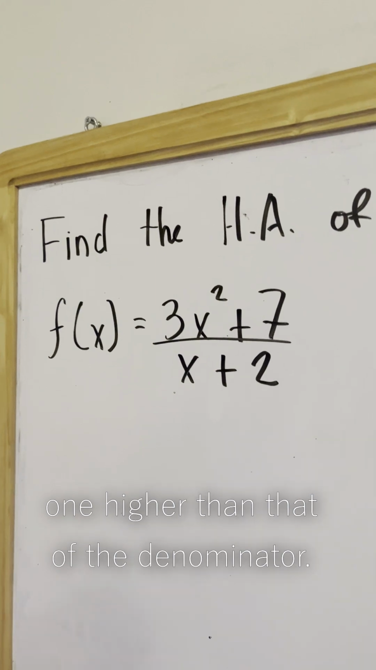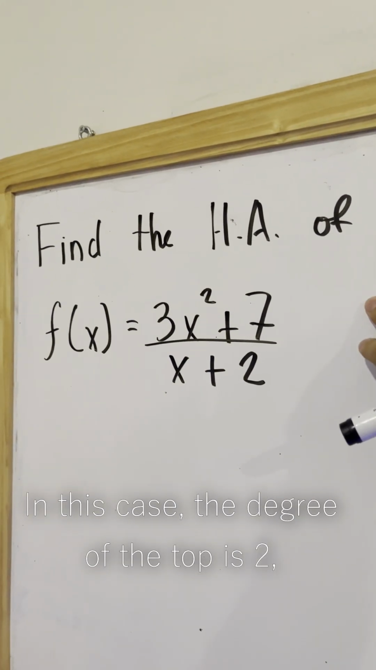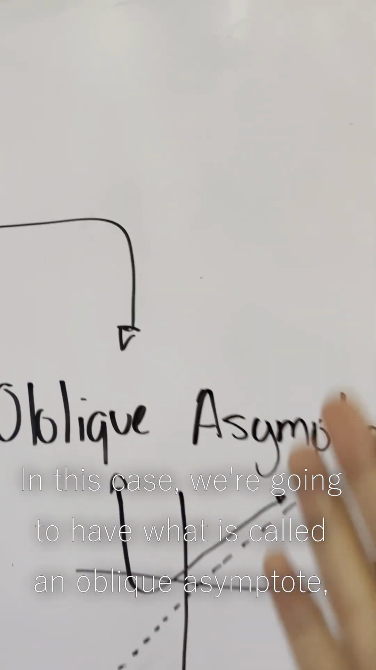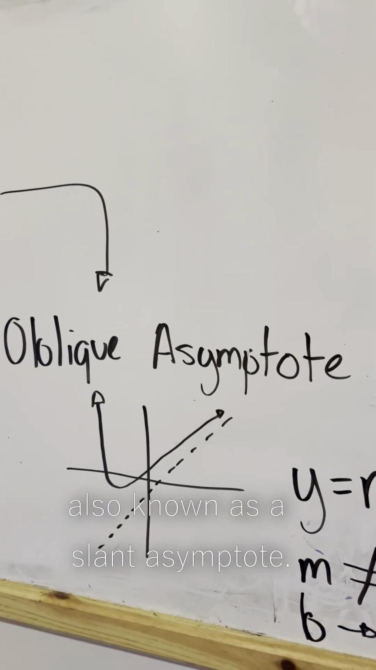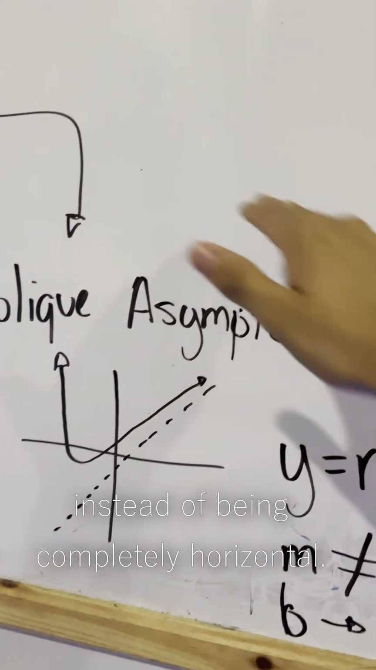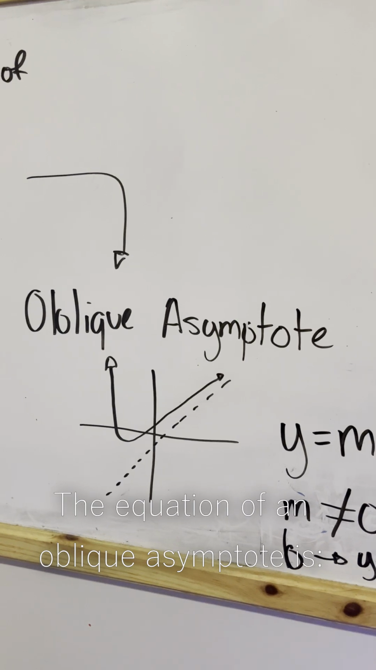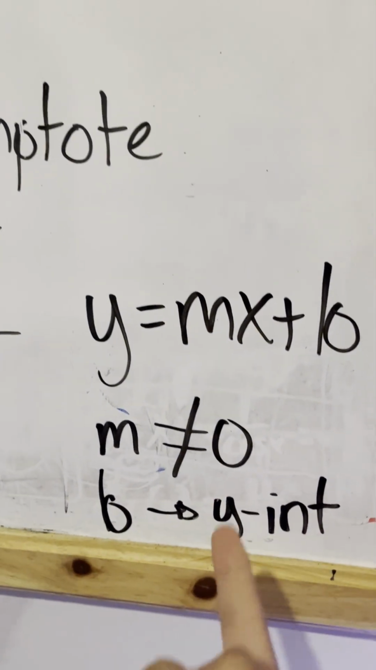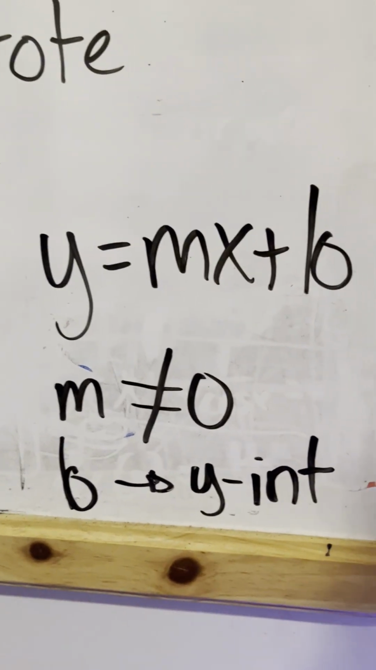Our third type of asymptote arises when the degree of the numerator is exactly 1 higher than that of the denominator. As you can see in this case, the degree of the top is 2, while the degree of the bottom is 1. So in this case, we're going to have what is called an oblique asymptote, also known as a slant asymptote, which is diagonal like this, instead of being completely horizontal. The equation of an oblique asymptote is y is equal to mx plus b, where we have a slope m that is not equal to 0, and where b is the y-intercept of that line.